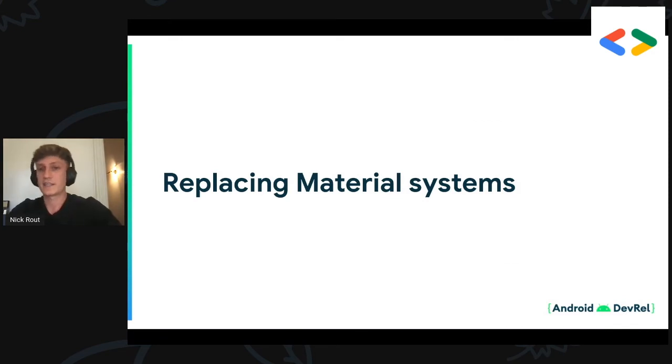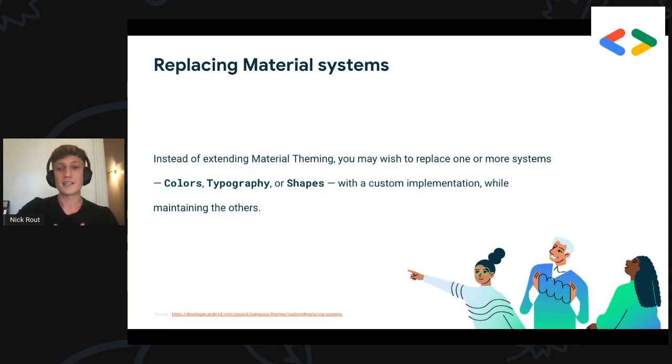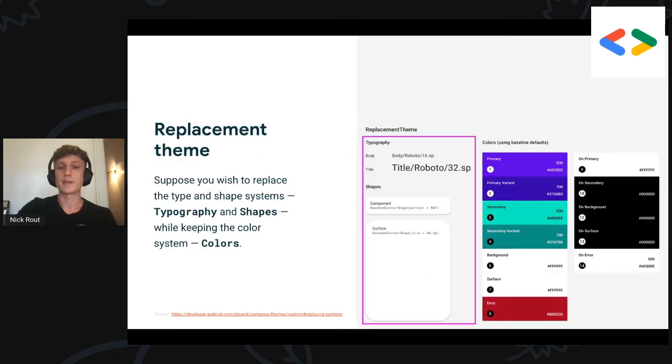So that was a look at extending material theming with additional values. What happens if you want to actually replace one of the material systems, like colors, typography, or shapes, and remove one of them or put a different one in, and basically rejig some of the actual core systems of material design, but keep some of them in place? So instead of extending material theming, you may wish to replace one or more of these systems with a custom implementation, but you may want to maintain the others.